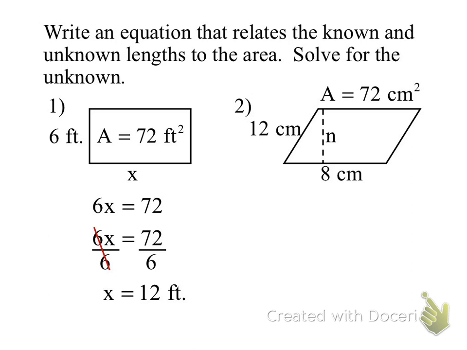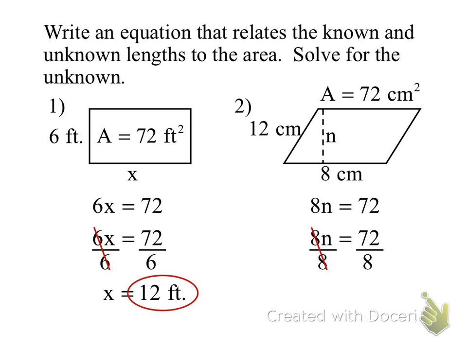The formula for a parallelogram is area equals base times height. So my base is 8, my height is n, and then we solve using our inverse operations, and we are left with n equals 9 centimeters. Make sure you use the units, and that is it for our lessons.